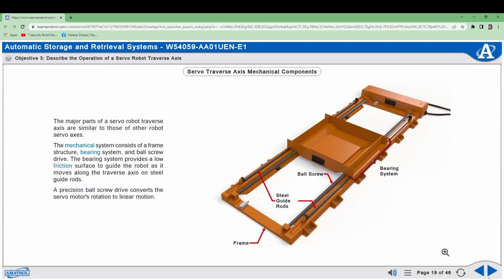The traverse axis control components consist of a servo motor, position encoder, and limit sensors. A traverse axis is usually driven by a servo motor. This motor is larger than other axis motors because the traverse axis supports the robot's entire weight. The encoder feeds back the position of the traverse axis to the robot controller, like the encoders on other robot axes. The traverse axis also has a home position and over-travel limit sensors.